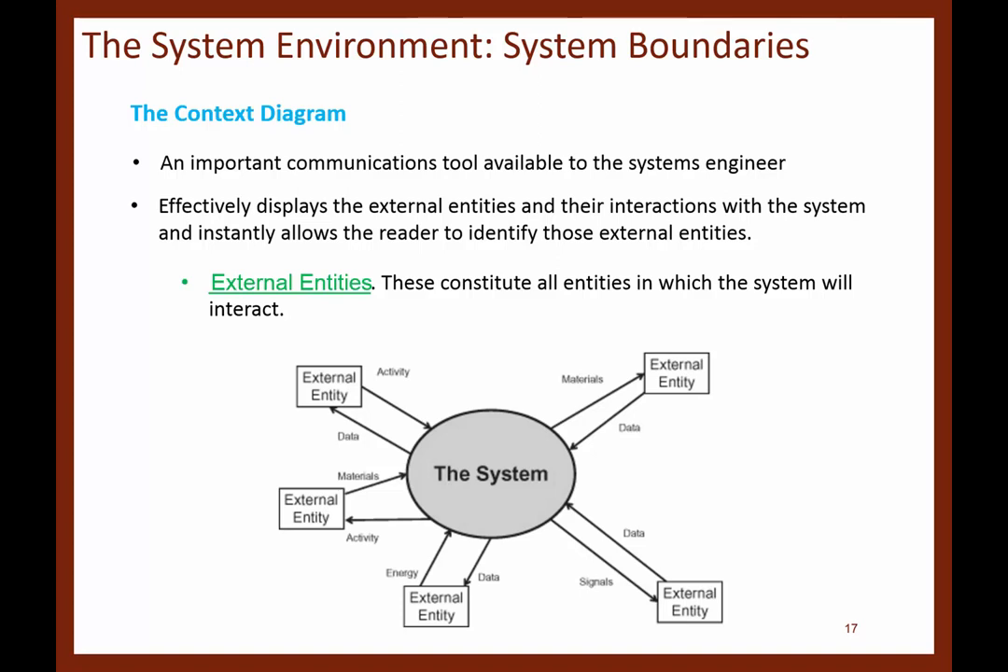So the system is here, and then you're going to have an interaction in terms of input, and the system will also have an interaction in terms of reacting to that input. And that could be in terms of activity, data, materials, signals, energy, as we discussed at the beginning of today's lecture. Okay, so the interaction, that information, could be materials, activity, data, or energy.